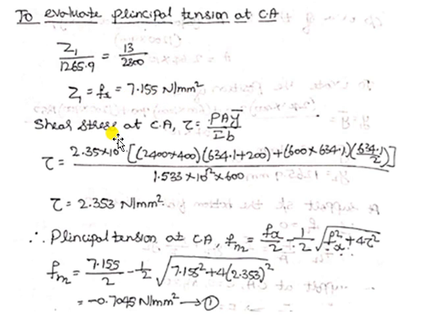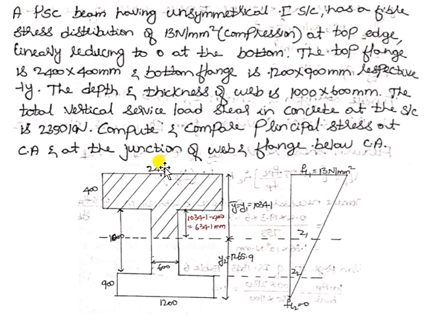So shear stress at the centroidal axis tau is equal to P into A y bar divided by I b. So tau is equal to P, the shear force, which is given in the question, 2.35 into 10 to the power of 6. A is the cross section area above the centroidal axis. So we are calculating the shear stress with respect to the centroidal axis. Hence, we should consider the area which is above the centroidal axis. So consider the area which is being hatched here.